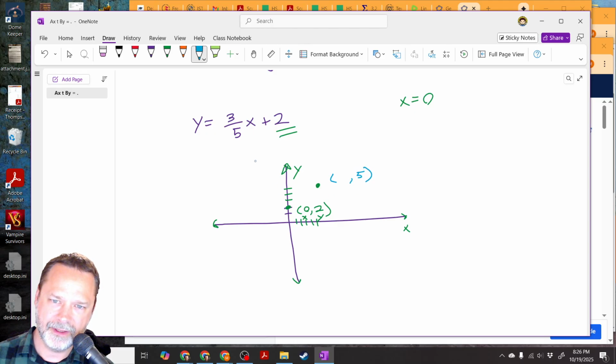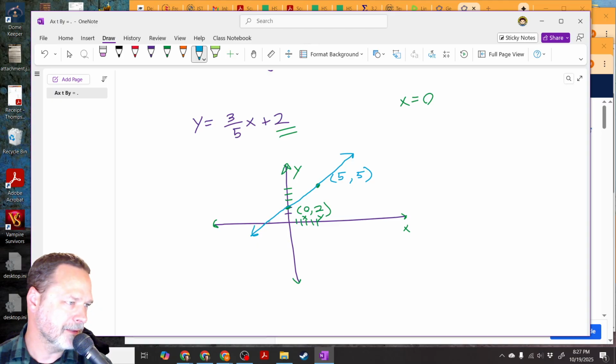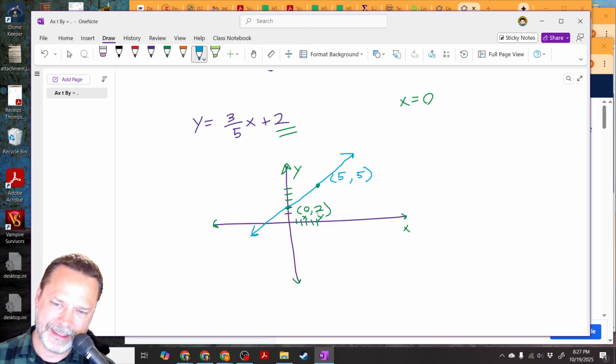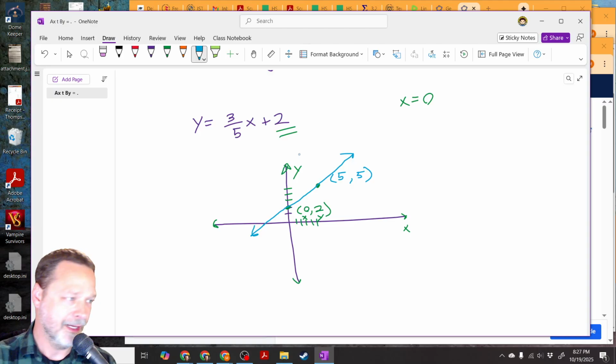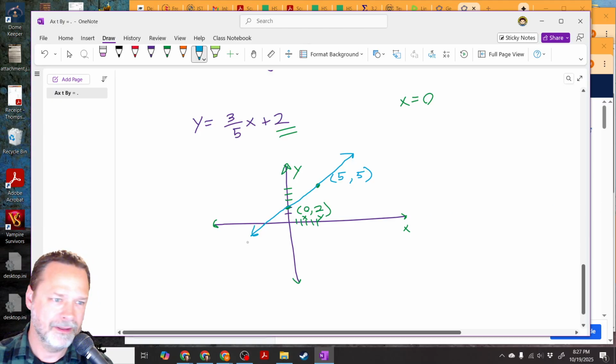And I started at 0 and I went over 5. So that should be 5 now. Up 3 over 5. That should be 5, 5. And then I have a line just like this. And if I was sketching it by hand, that's literally what I would do. That's as good as it gets. If I was doing a graphing calculator, it would look like this.